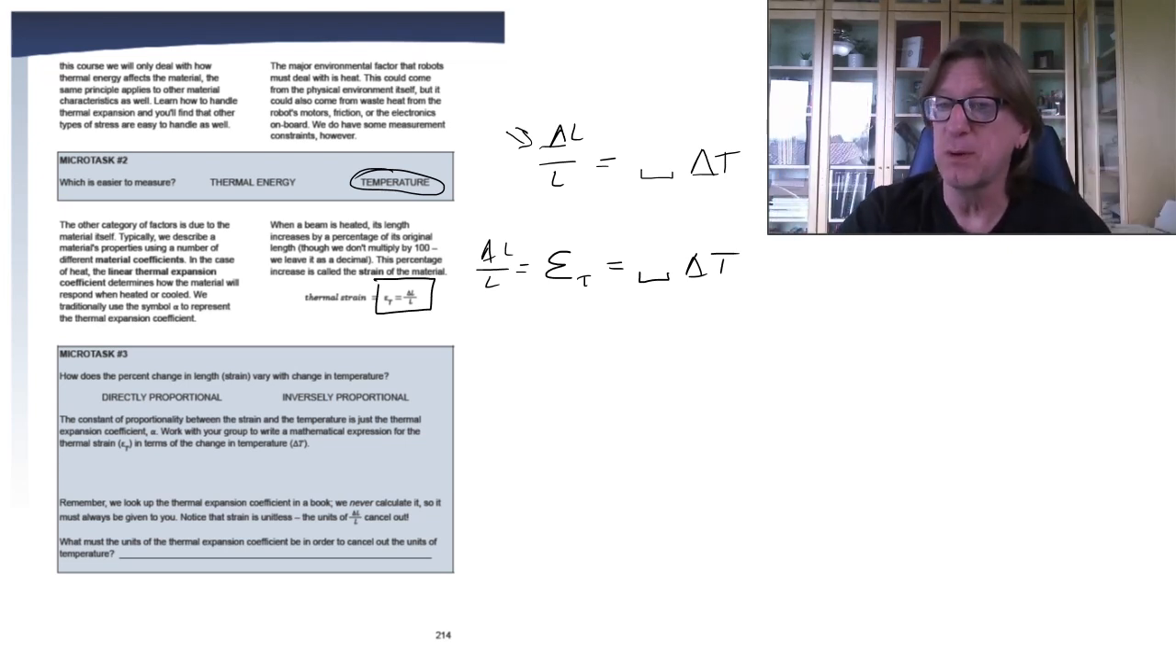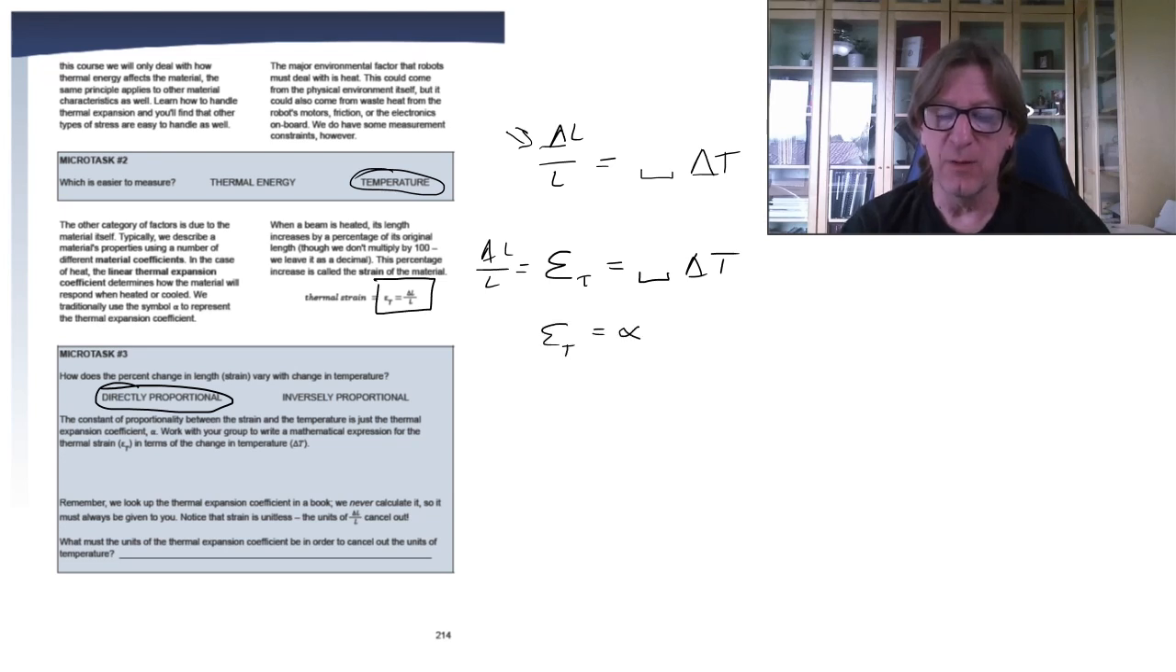Well, they're both going to go up, right? As I heat up, it's going to expand. So we know that they must be directly proportional. All right, so we know that there has to be some sort of a constant of proportionality here. And so that constant of proportionality, in this case, we use the symbol alpha. And this then is our equation for determining our thermal strain.